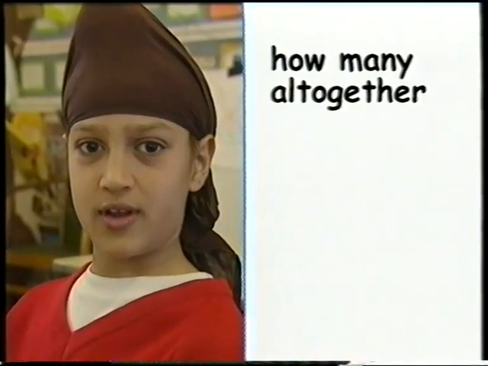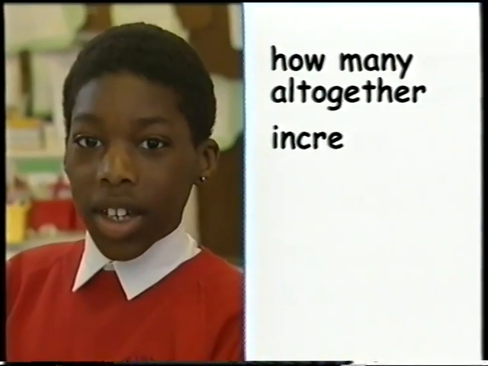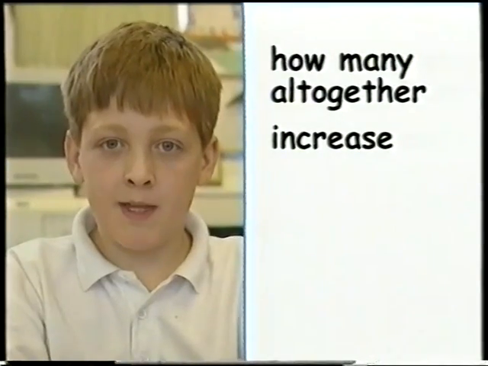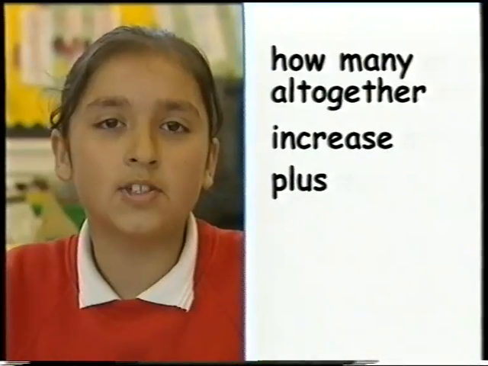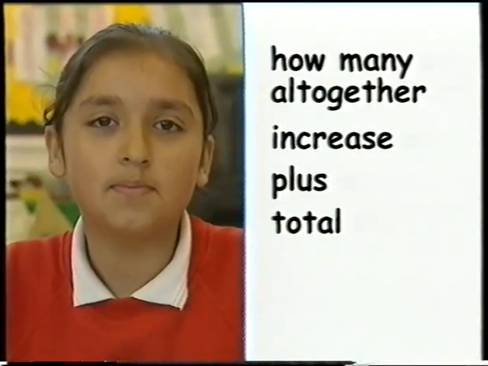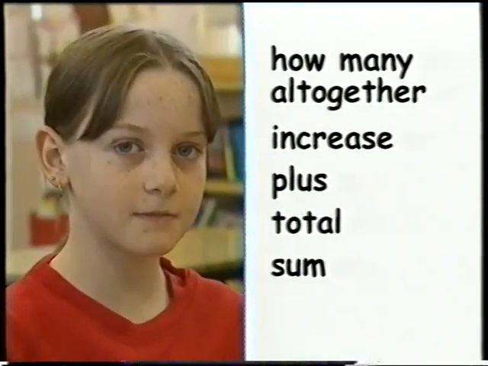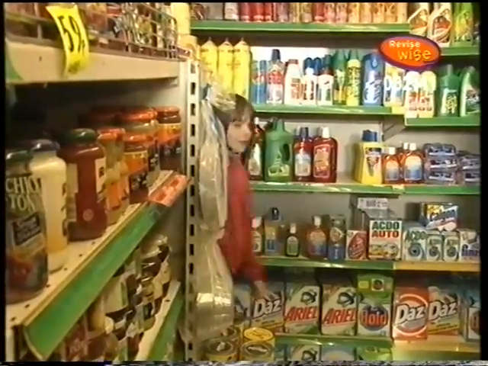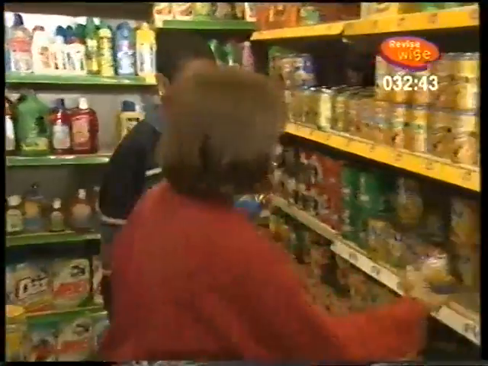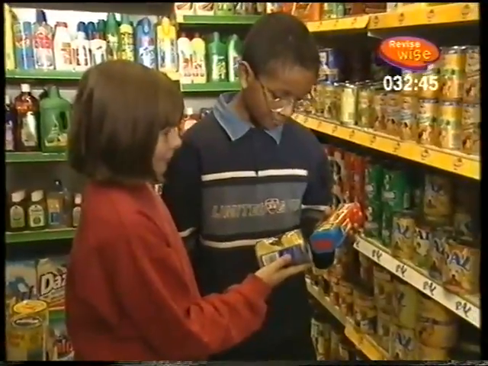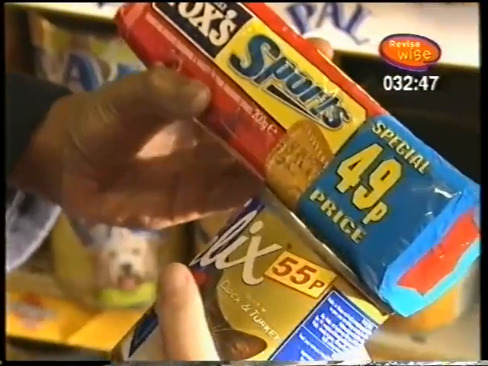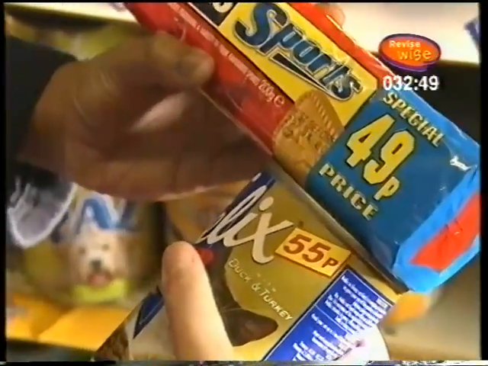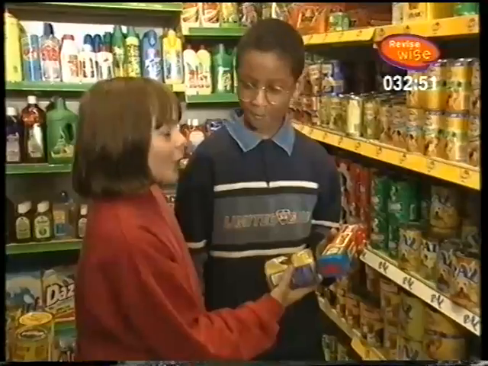Addition means how many altogether. It also means increase. It also means plus. It also means total. It also means sum. It also means more than. And in everyday life, adding numbers is all around us. When you go shopping and buy a couple of things, you can add the prices up in your head. Mine's 49p. Mine's 55p. And that makes £1.04.